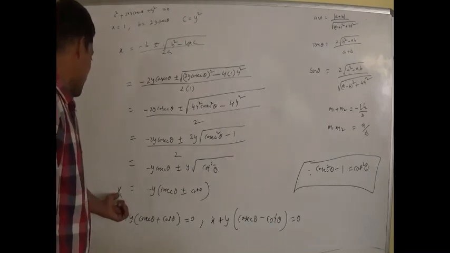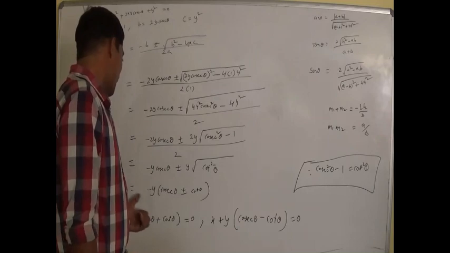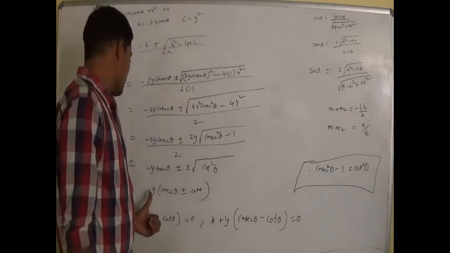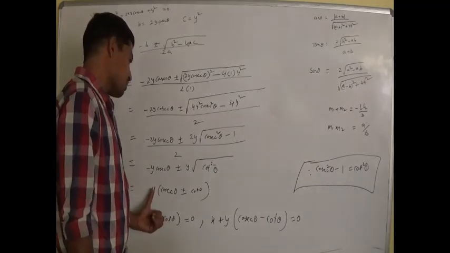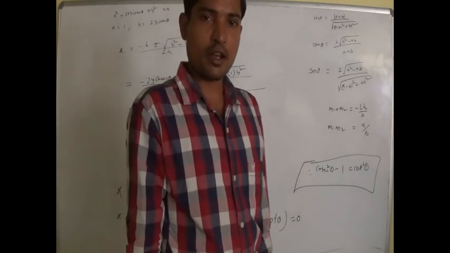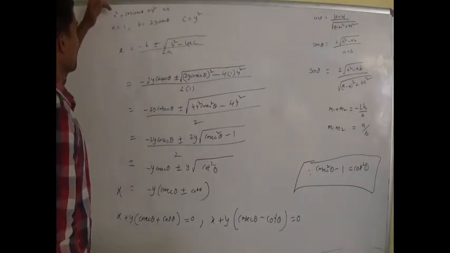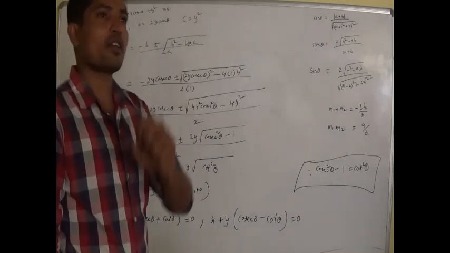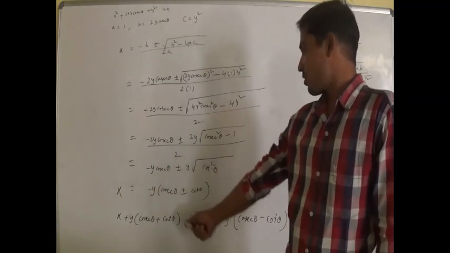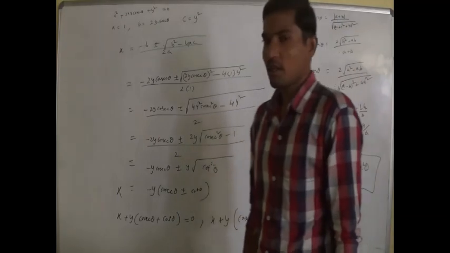So x plus y into cosecant theta plus cot theta is equal to 0. x plus y into, here only we have to take minus, which becomes plus, and here only we will get minus, right? So the equation represents a pair of linear equations: x plus y into cosecant theta plus cot theta equal to 0, x plus y into cosecant theta minus cot theta is equal to 0, right?